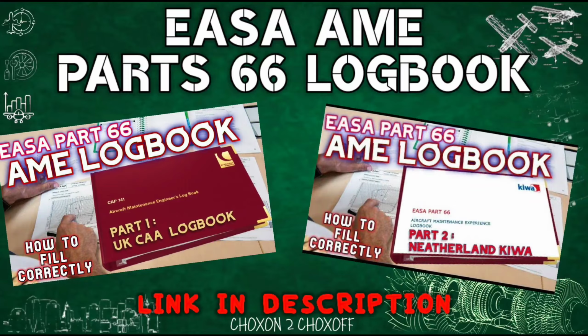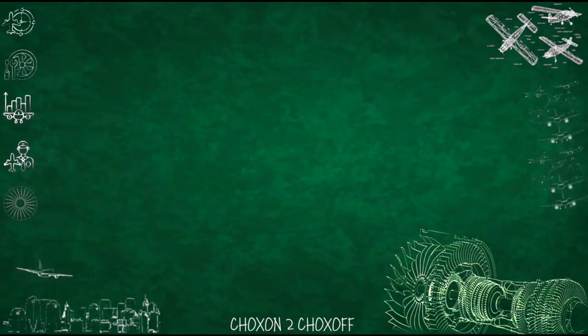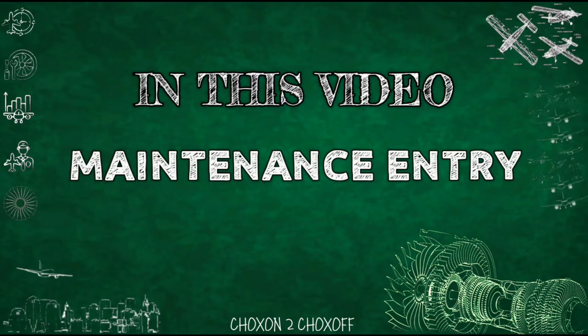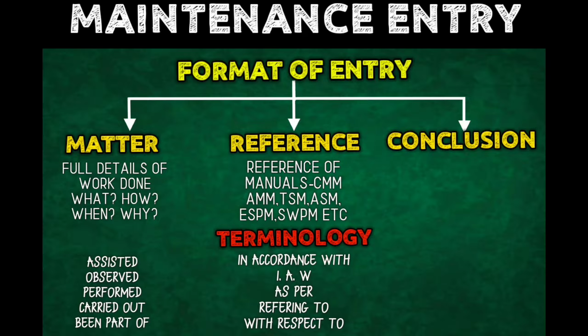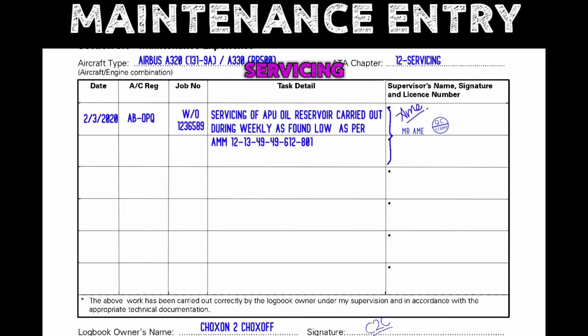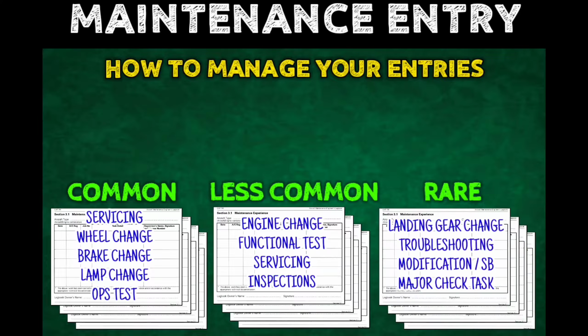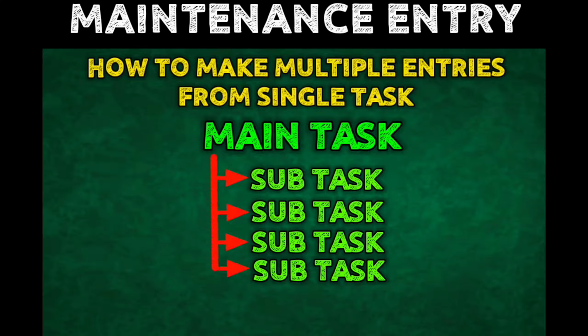In previous video, we already discussed logbook of CAA as well as Kiwa Netherlands Authority. In this video, we will see how to write your maintenance entry. We will talk about format of entries, different terminology used, line-based workshop entries with examples, and most important, how to manage your entries, how to avoid repetitions, and how to make multiple entries from single task. So watch the video till end because each point will be very important.